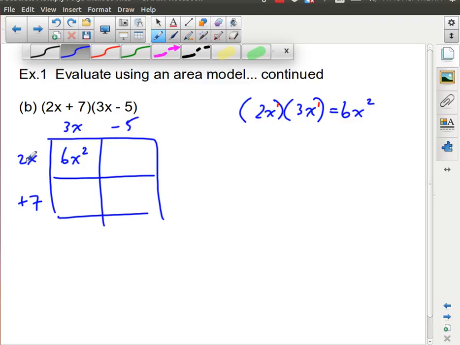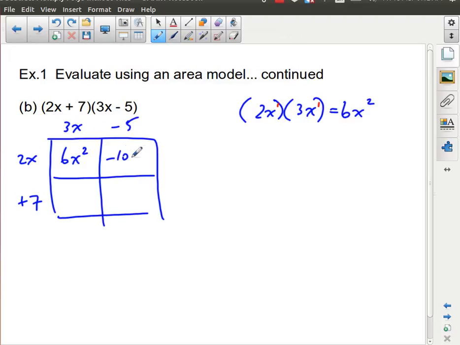Negative 5 times 2x is negative 10x. It works the same way, except this one doesn't have a variable. That doesn't mean 0. That just means you multiply the numbers together, but there's nothing else to multiply this by, so it just stays the same. 3x times positive 7 becomes positive 21x. I put that positive in there just to make sure it's really clear that it's offsetting against this negative. Negative 5 times positive 7 is negative 35.